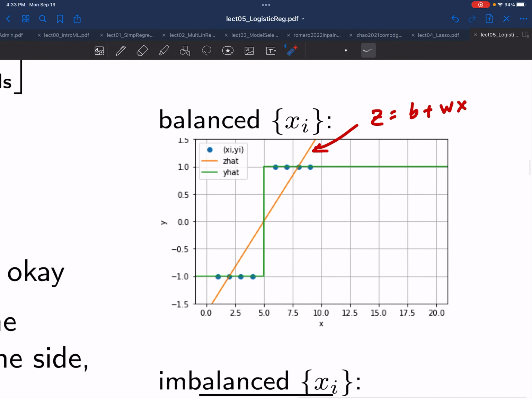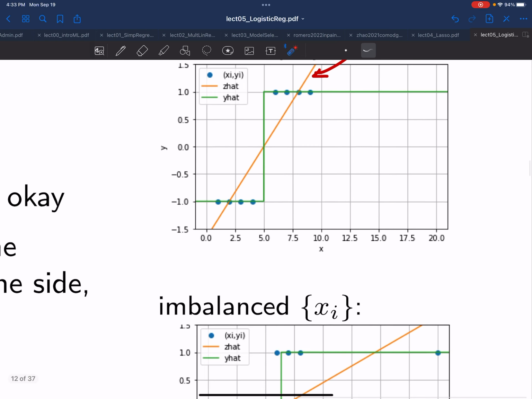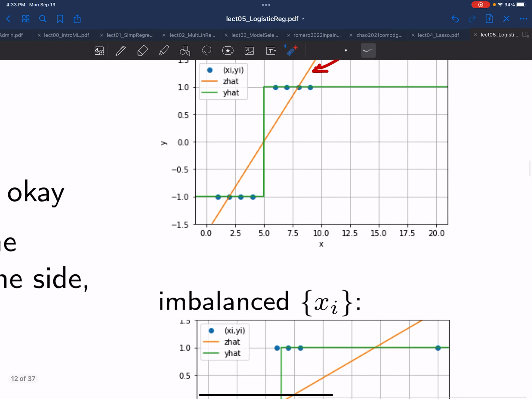Is everybody okay with the analogy? Does everybody see how we could think about this as regression followed by quantization? Okay, now let's change the data set just a tiny bit. We're going to take this point here, and we're going to move it out over here.